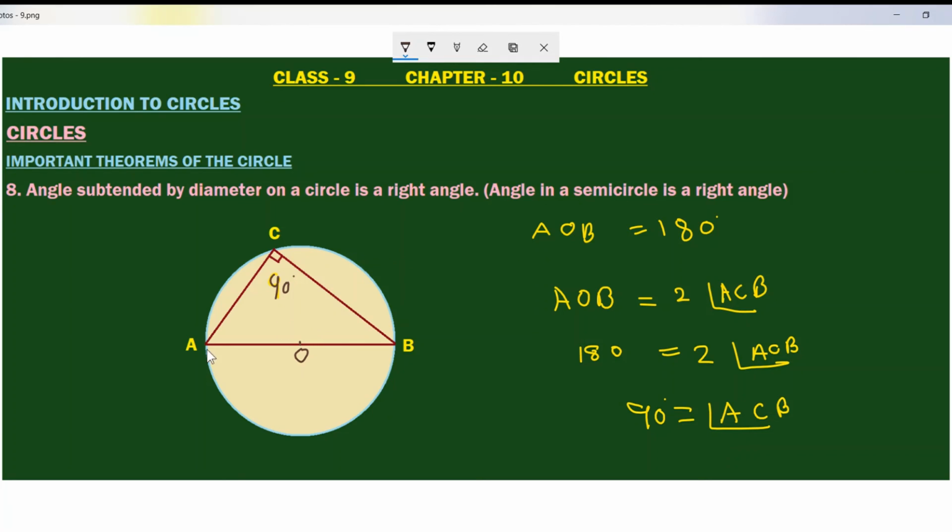So angle in a semicircle is a right angle. This C can be anywhere. This C can be here and then you can join A and B, and this C can be here, you can join A and B. The angle formed by this chord will be a right angle because the chord is a diameter and this circle is a semicircle. So angle in a semicircle would be 90 degrees, a right angle.